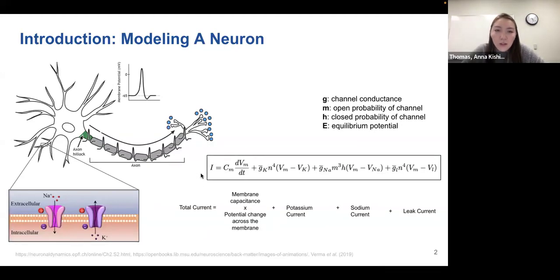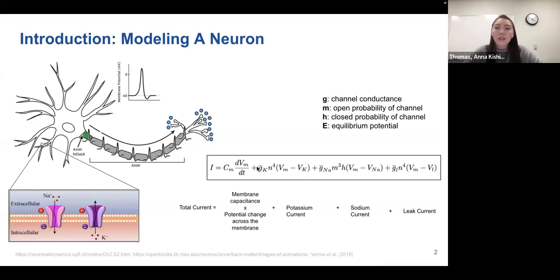So we have a total current that is the sum of the membrane capacitance times the potential change across the membrane. So this will be our ODE in the end. We have the membrane voltage change with respect to time. And then we also sum, for example, this is the potassium current, where G is the conductance. N in this case is also an opening probability, just like M. There is no inactivation, no closing probability of the channel for potassium. And then we just have the membrane voltage minus some constant.